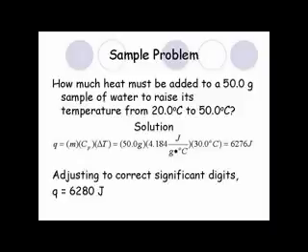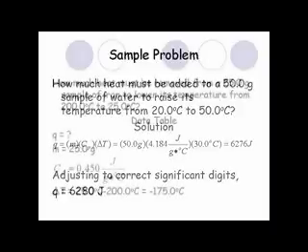Now, because my mass is 50.0 grams, there are 3 significant figures with that number, and my temperatures are also expressed in 3 significant figures. The specific heat value is a known value, so it does not affect the number of significant figures. So I need to adjust my answer to reflect that 3 is the maximum number of significant figures I can show here. So my answer for the amount of heat that must be added to a 50 gram sample of water to raise its temperature from 20 degrees to 50 degrees Celsius is Q equals 6,280 joules.